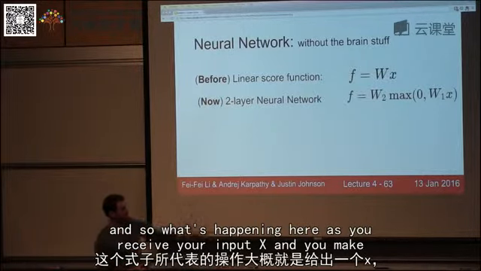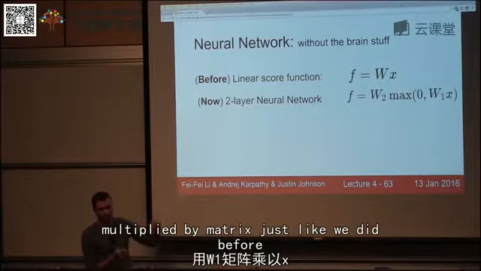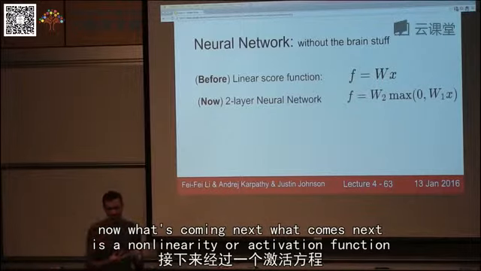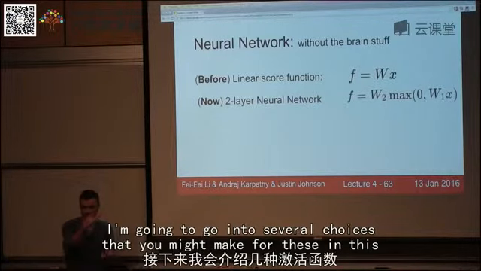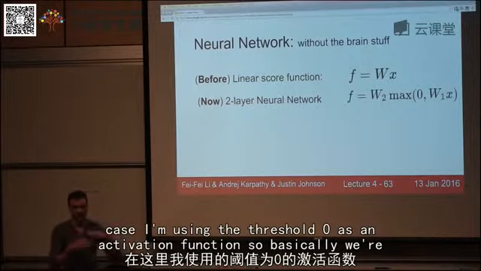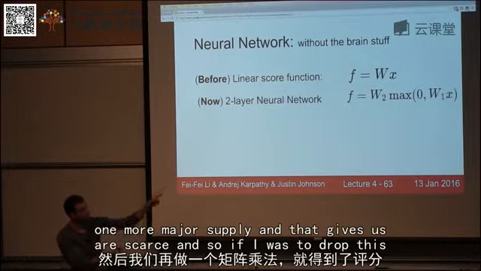And so what's happening here is you receive your input x, and you multiply it by a matrix, just like we did before. Now what comes next is a nonlinearity, or activation function. And we're going to go into several choices that you might make for these. In this case, I'm using the thresholding at 0 as an activation function. So basically, we're doing matrix multiply. We threshold everything negative to 0. And then we do one more matrix multiply. And that gives us our scores.